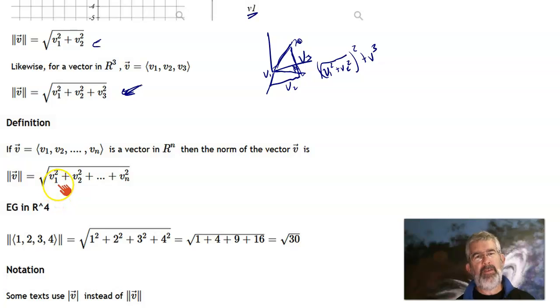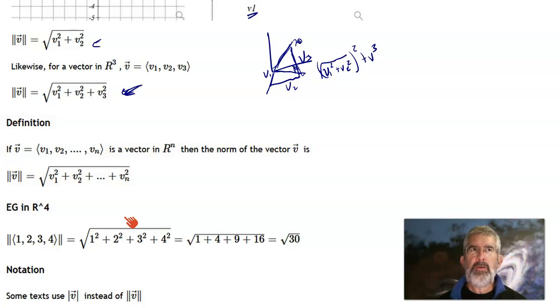And it is the square root of the sum of the squares of the individual components, right? v1, v2 up to vn are the n components of that vector. Notice in R2 it's the same formula with just 2 components. In R3 it's the formula with 3 components. In R4 you'd have 4 things added up in there, and so on.